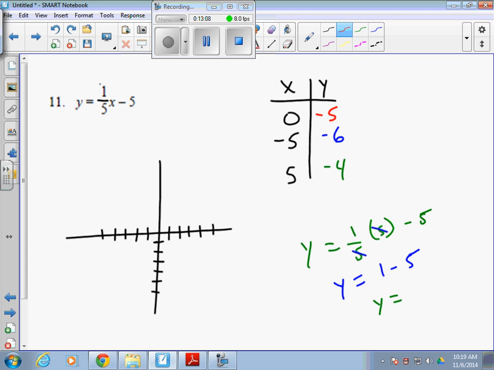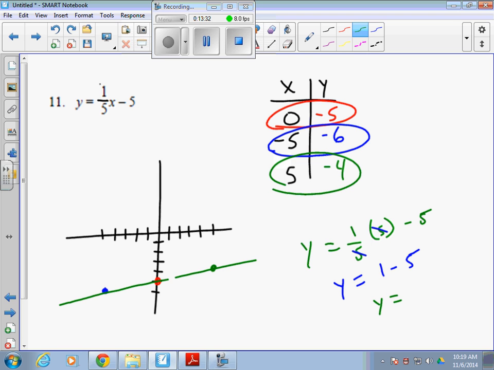So the first point, 0, -5 is going to be right there. The second point, -5, -6. You're going to go to the left 5 times and down 6 times. And the third point, 5, -4. You're going to go to the right 5 times and down 4 times. There's your point there. When you connect those 3 points, it'll look something like that for your graph.